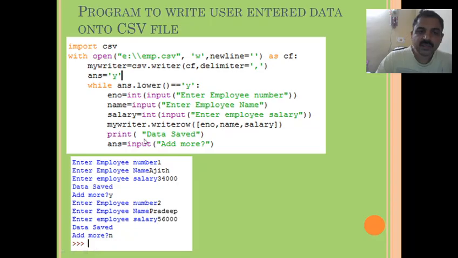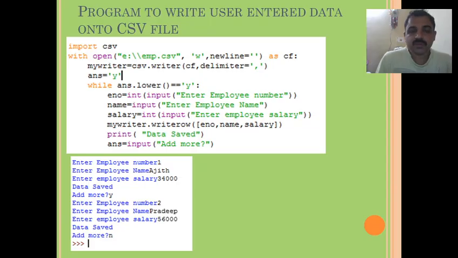Then a message is displayed, data saved. Then we are asking the user, do you want to add more? If it is y, then the same process is continued. If it is any other character, it comes out of the loop. This is how we store the user entered data into a CSV file.